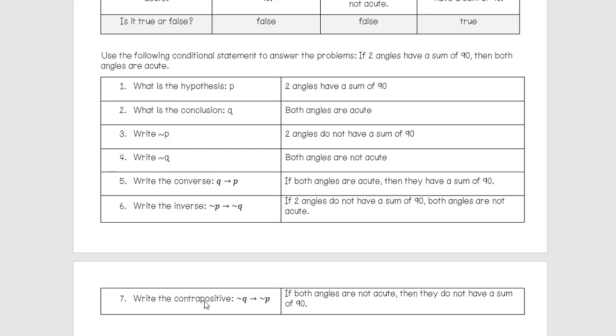In our last one, we write the contrapositive, not Q, then not P. So if both angles are not acute, then they do not have a sum of 90. If they are not acute, then they have to be greater than 90, and then they wouldn't have a sum of 90, so this one is true.